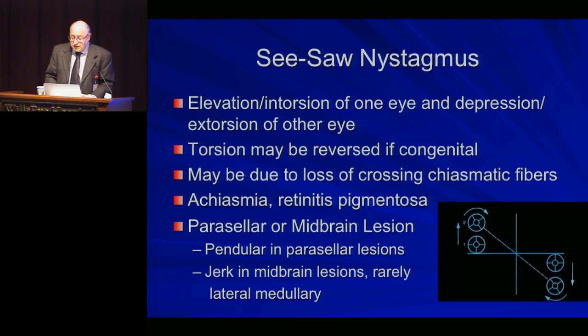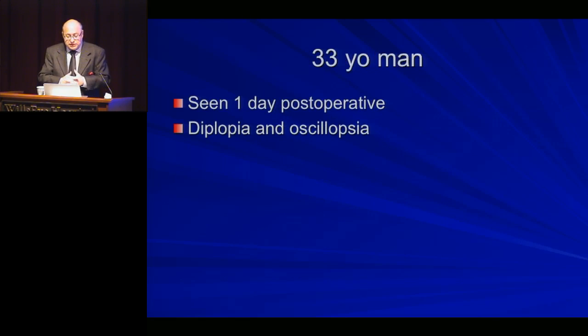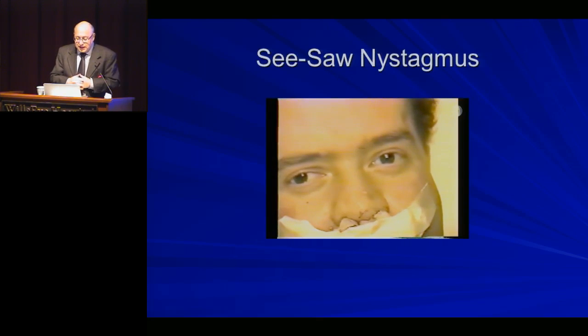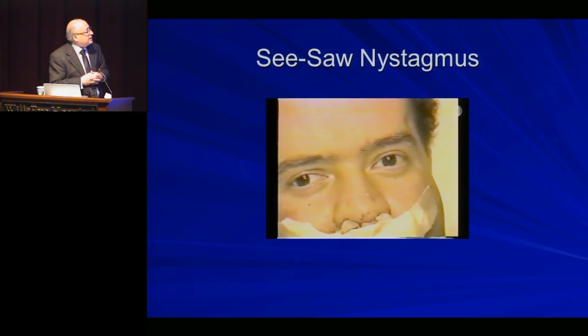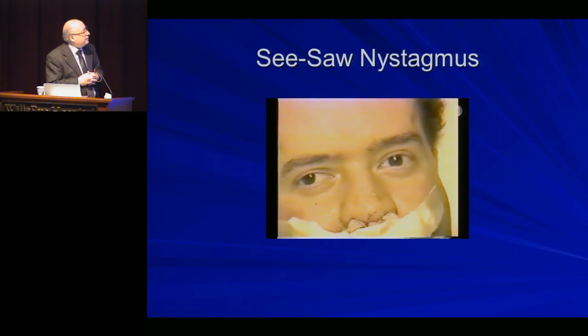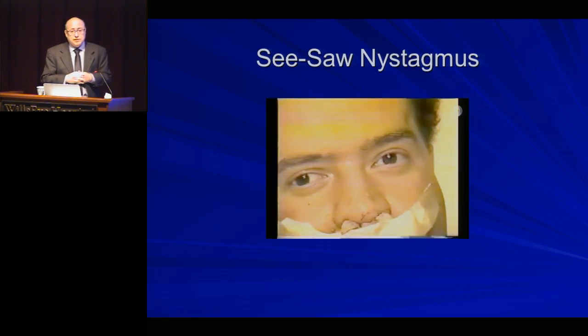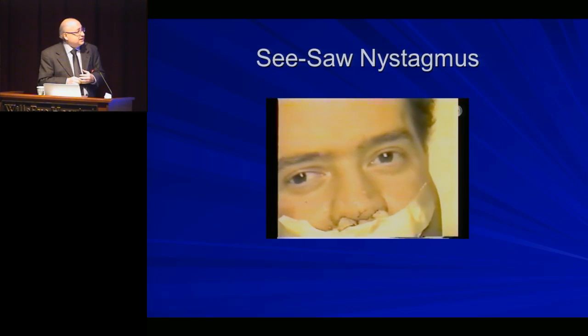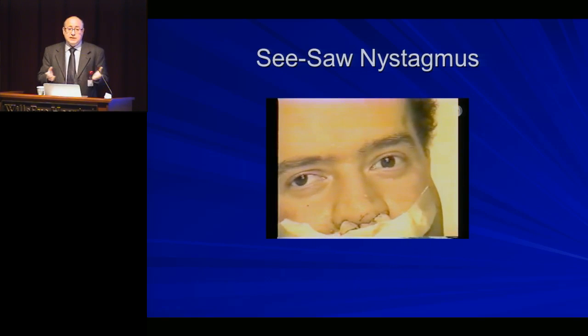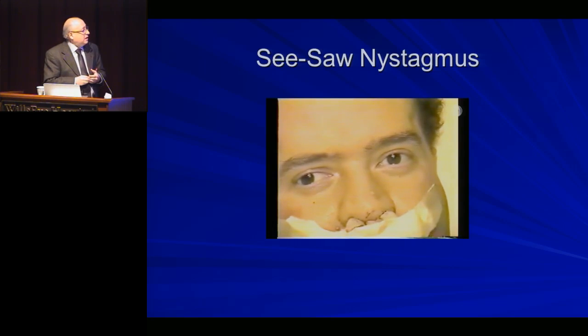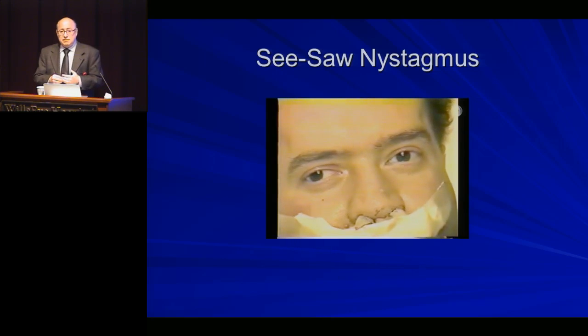So here's a 33-year-old man, 1 day postoperative after a resection of a pituitary adenoma, which was large. He has diplopia, he has oscillopsia, and he was seen at Penn, where he was operated, and he's got this seesaw nystagmus. One going up, one going down. A sign of chiasmal disease. How often do we see this in chiasmal disease? Not often, right? I mean, we see a ton of chiasmal patients. I've seen maybe about 3 in my whole career.